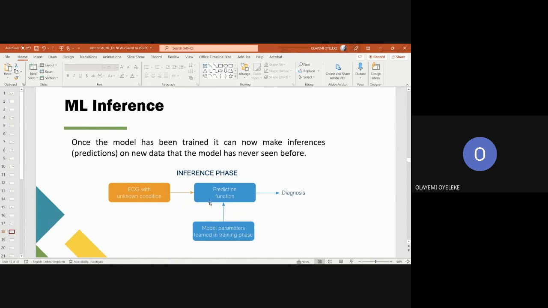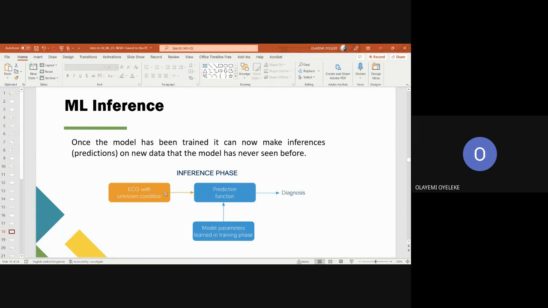We process that new data using those model parameters learned during the training stage, way far behind before we arrive at this point, because at this point now, this is like a prediction point. This model has been trained in the past, let's assume that, and it has model parameters, it has learned then in the training phase, and it even has some prediction function already set up.